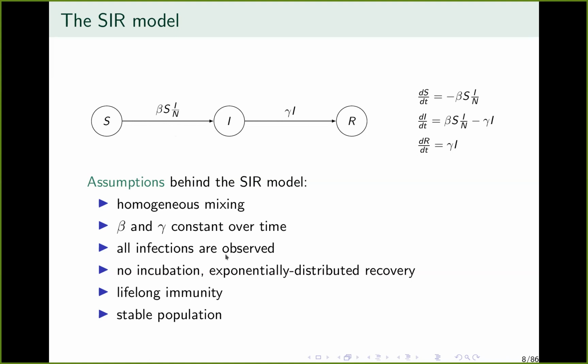You see that all infections are observed, which is also not true in many cases. Here, there is no incubation. Because we use ODEs, we assume that the recovery, the time spent here, is exponentially distributed. And as I said, you have this lifelong immunity and stable population. Nobody is getting born, nobody dies, everyone goes from left to right and stays there, basically. But this is the very simplest version of the model.